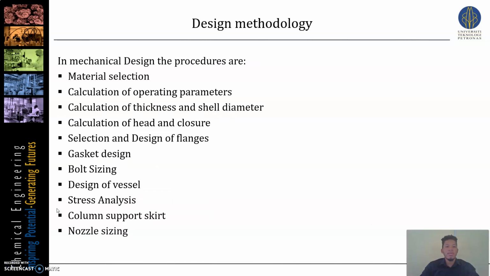In mechanical design, we do material selection, then we calculate the operating parameters and then the thickness and shell diameter. Then we calculate the head and closure, then we select and design the flanges, then we do the gasket design, the bolt sizing, the design of vessel, then we do the procedure of stress analysis, column support skirt and nozzle sizing.